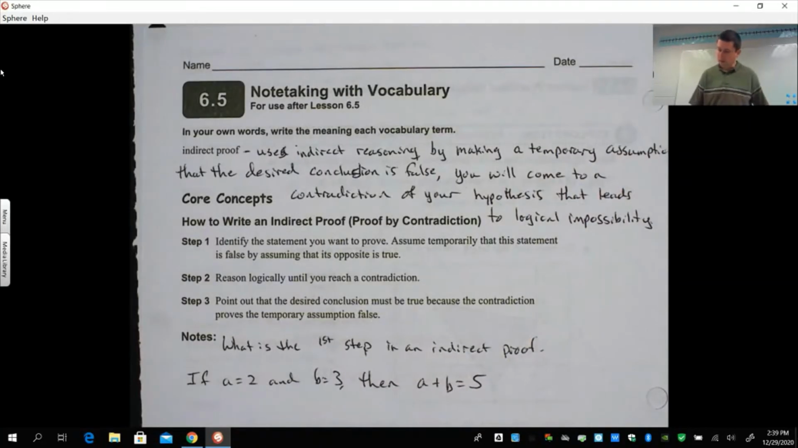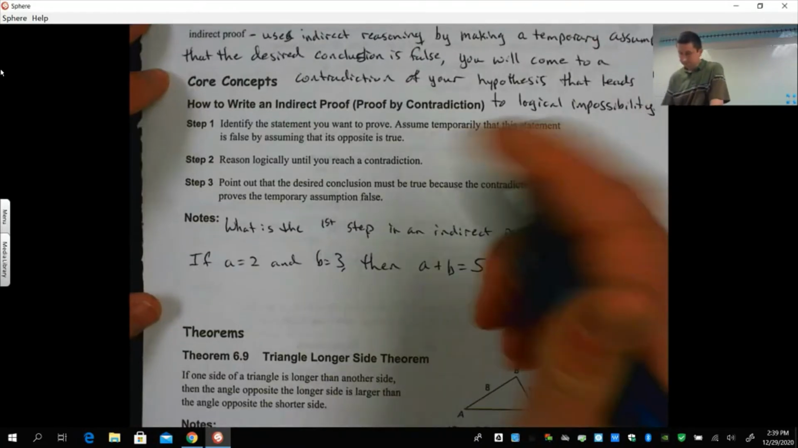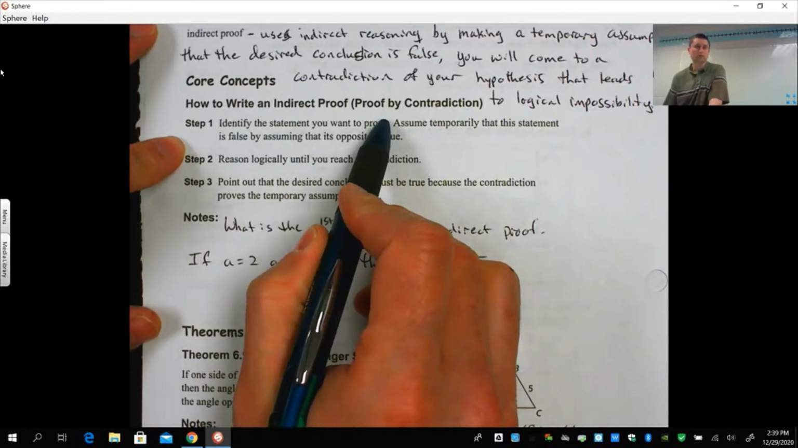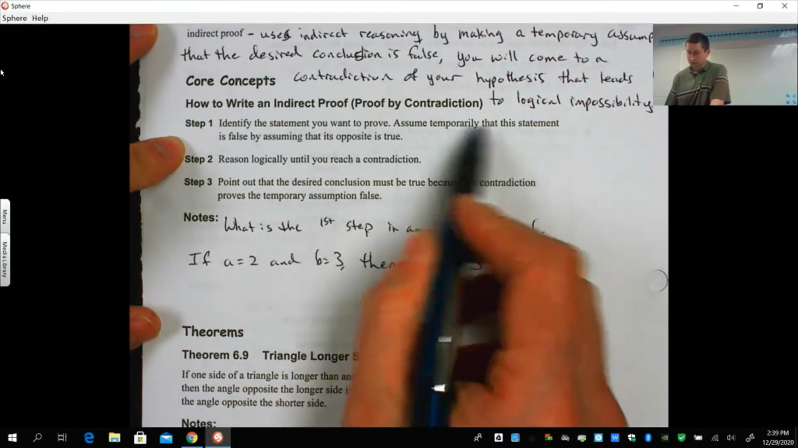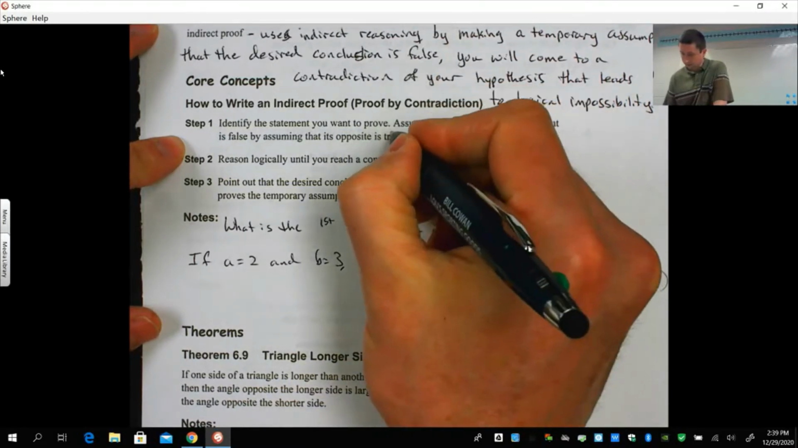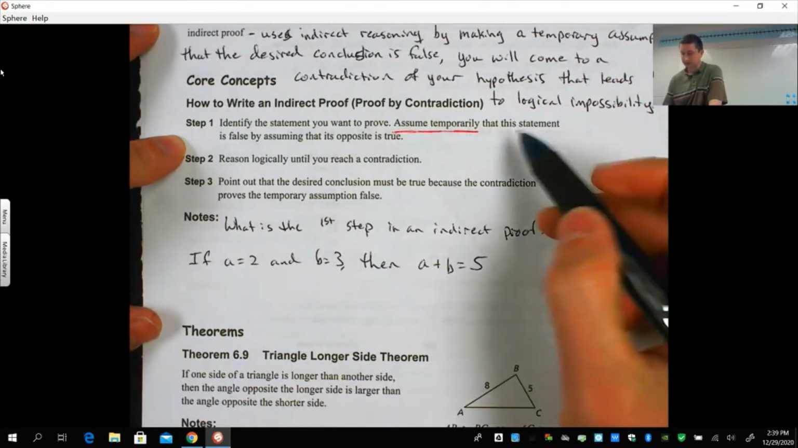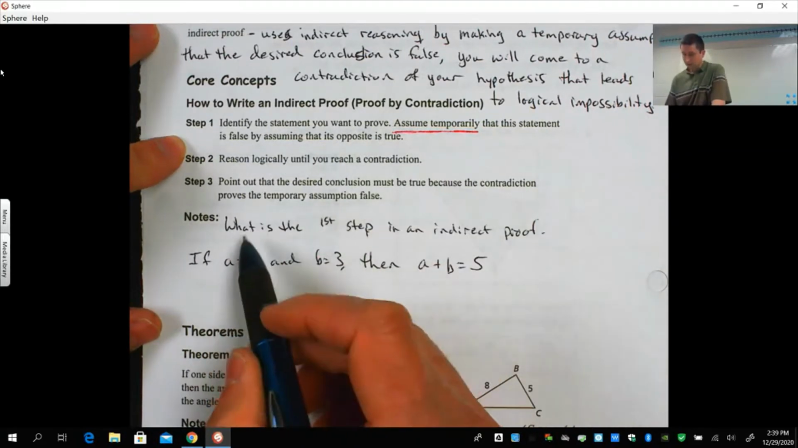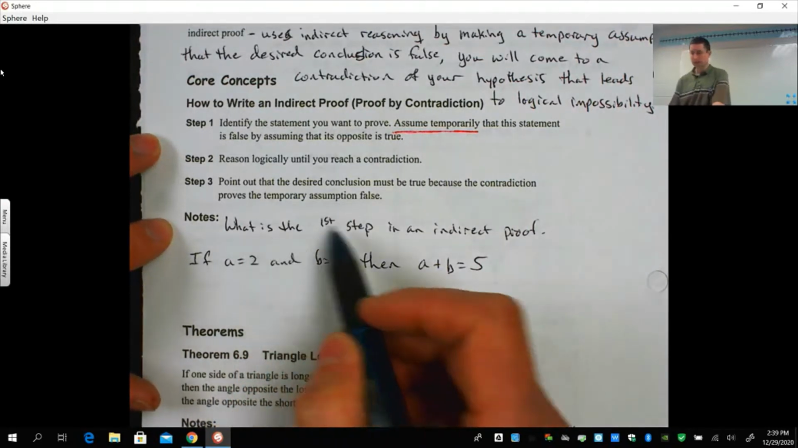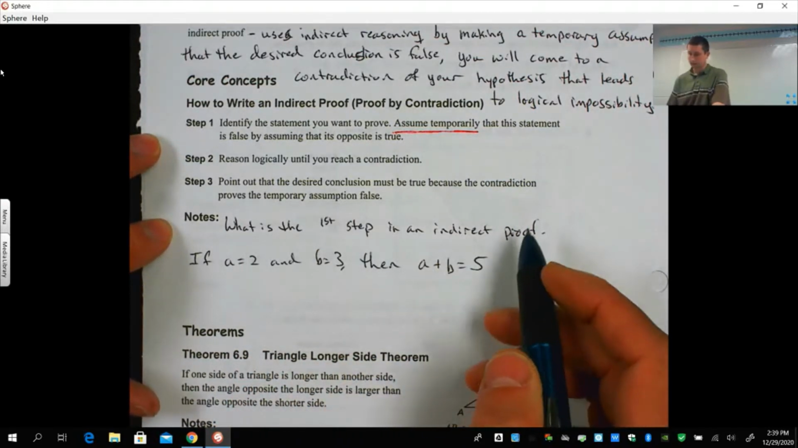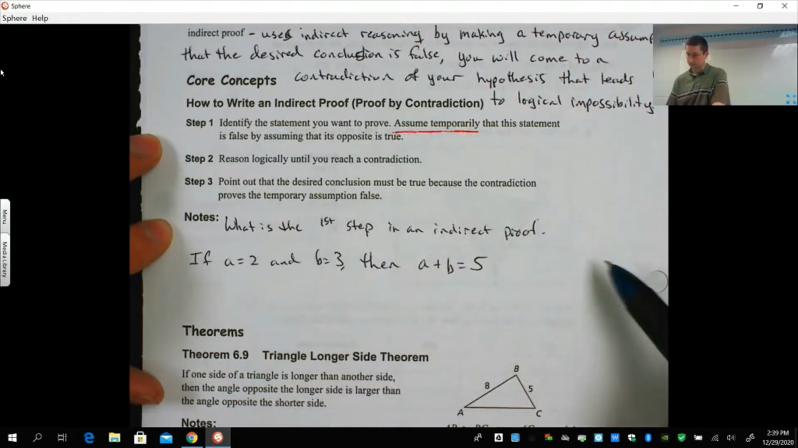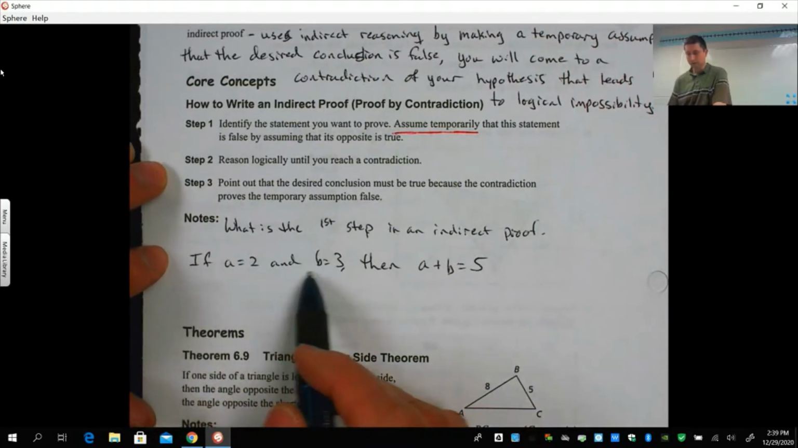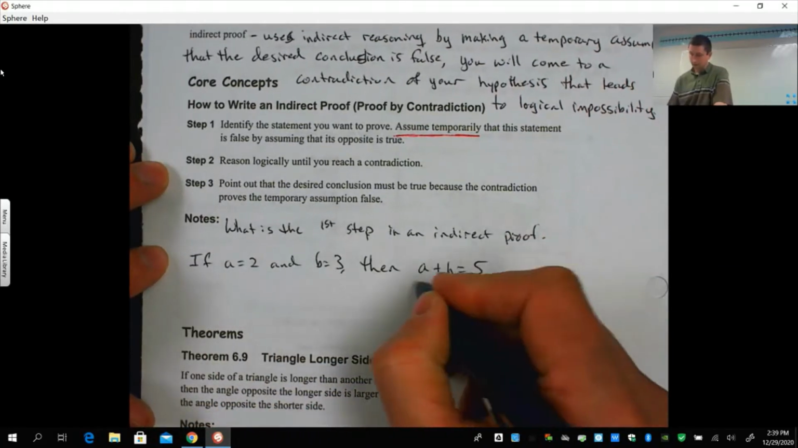It's not guaranteed. So what your questions will be like with your steps: identify the statement you want to prove. That's going to be a big part of what your questions will be. Assume temporarily. That phrase right there is a phrase that we're going to start everything with, that this statement is false by assuming that its opposite is true. So here, the questions will say something like, what is the first step in an indirect proof? You can pause it and write this example down if you want. The proof is if A equals 2 and B equals 3, then A plus B equals 5. This is our conclusion.